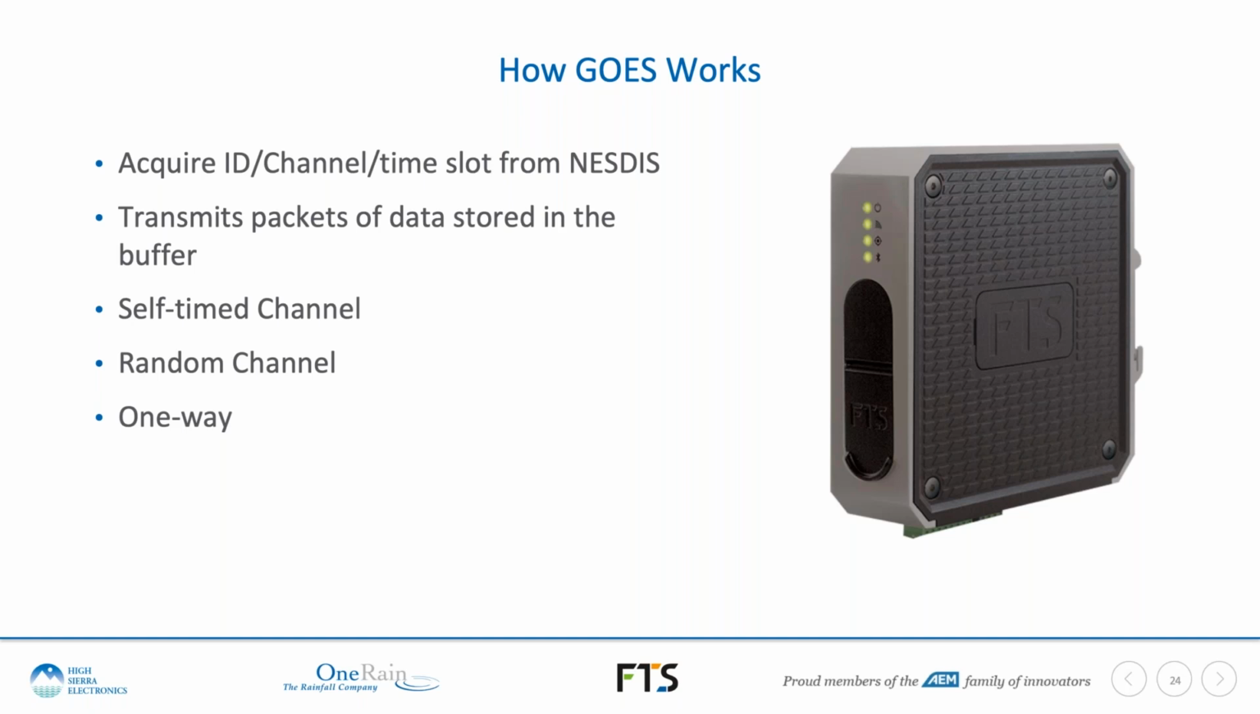The DCP, or the GOES transmitter, actually stores data in the buffer, and when your time slot comes up, given to you by NESDIS, it will transmit the data that was stored in the buffer. For instance, many are given an hour window these days, and if you're logging your data every 15 minutes, those 15-minute readings will be stored in the buffer, and when your hour comes up, it would transmit those 4 measurements. That's done in the self-timed channel.